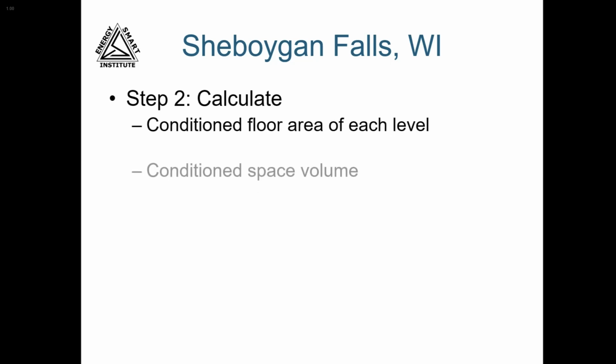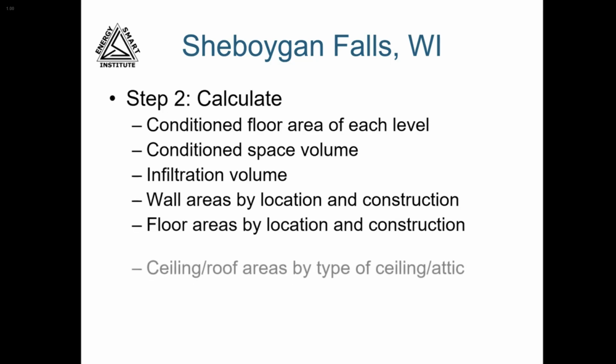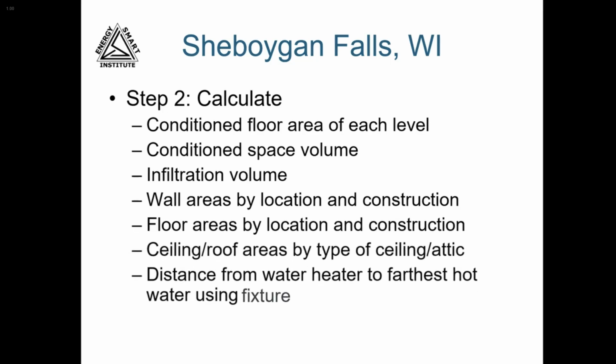That's enough coloring now. Let's get to step 2, calculating. We need to calculate the conditioned floor area, the conditioned space volume, the infiltration volume. We need the exterior wall areas and floor areas and ceiling areas and roof areas, all broken out by location and construction. And we need to calculate that distance from the water heater to the kitchen sink.